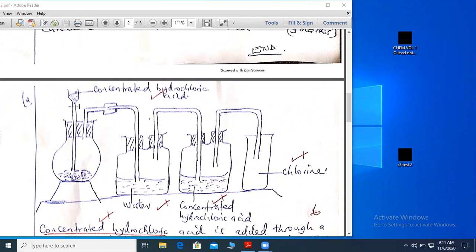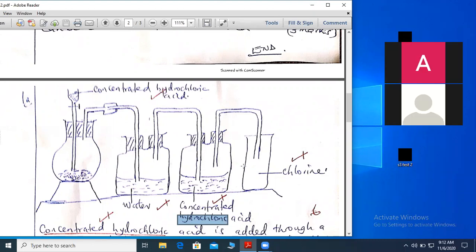And this is concentrated. What a mistake. Don't know how I made this mistake. This is concentrated sulfuric acid. Please note that this is concentrated sulfuric acid. Hydrochloric acid is not a drying agent. This is concentrated sulfuric acid to dry the gas. And finally, chlorine is collected by downward delivery.